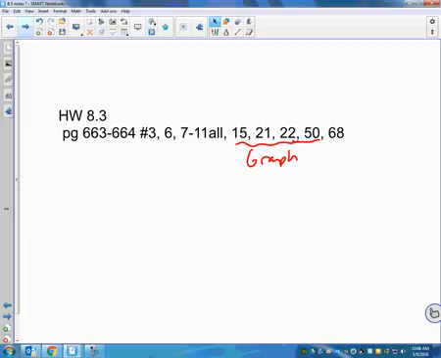Everybody have more graph paper? And Matt, I guess just go there now. Everybody else, you get graph paper there.